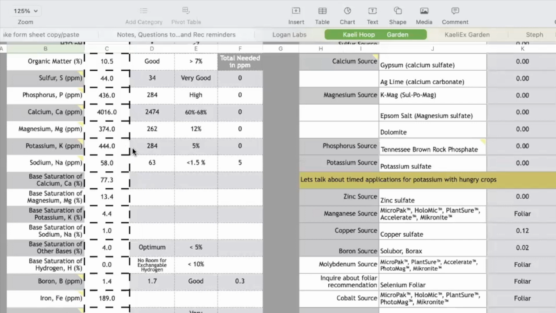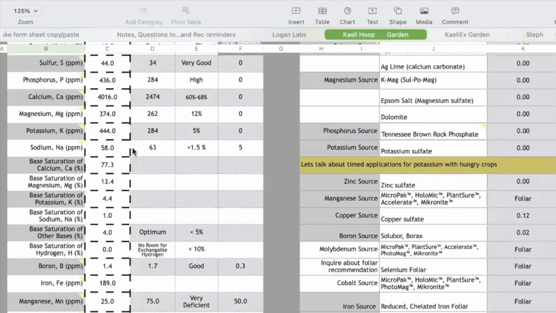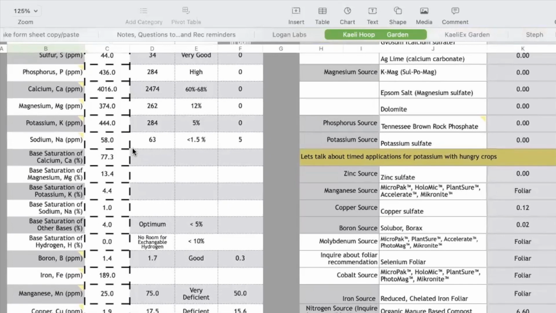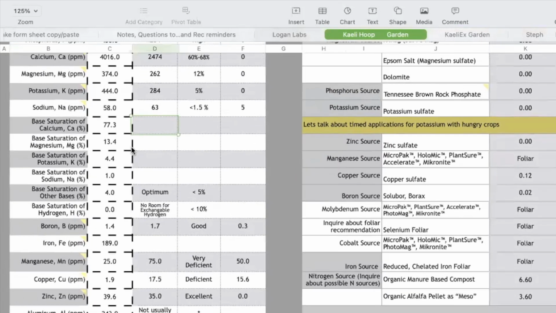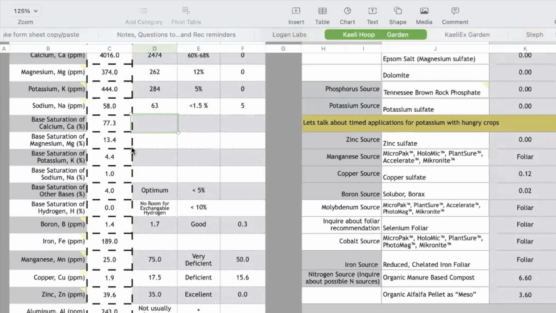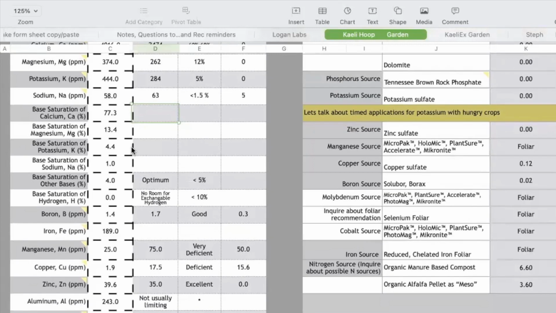So don't add any dolomite, don't add any Sul-Po-Mag, or even Epsom salts to your soil. You could do an Epsom salt foliar spray if your plants were showing signs of magnesium deficiency. That would be a good fix, but avoid magnesium in general.